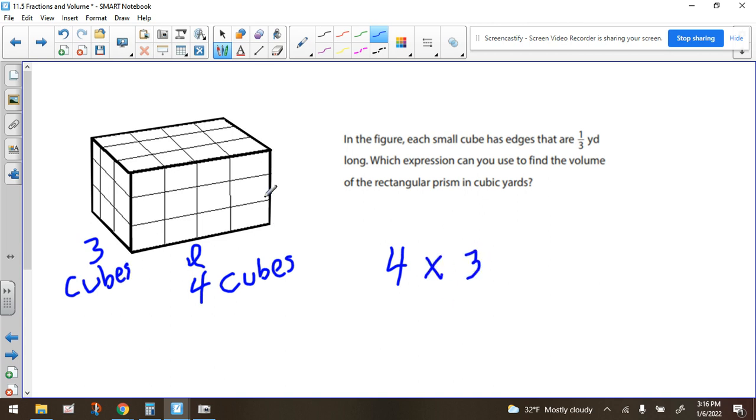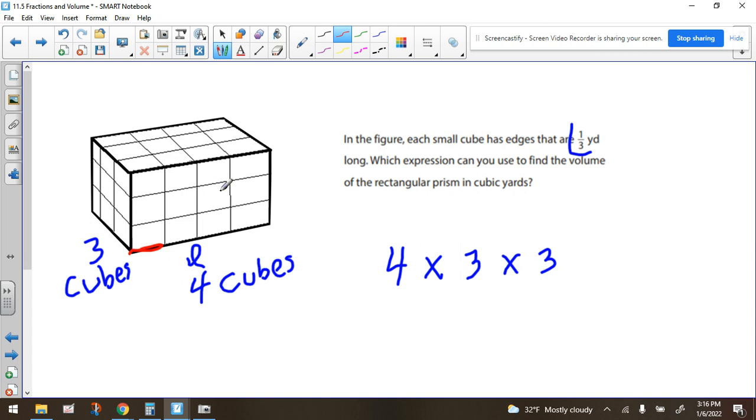And then going up, it's also 3 for a height. And again, that's 3 cubes. Now, what makes this a little more complicated is the fact that each cube is really 1/3, right? The edge length, that's the length of this line, is 1/3.